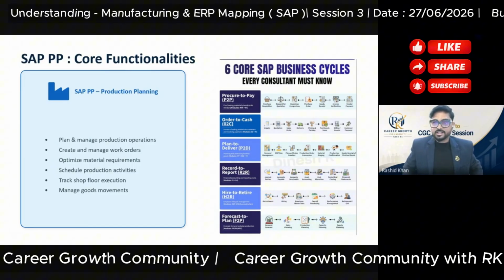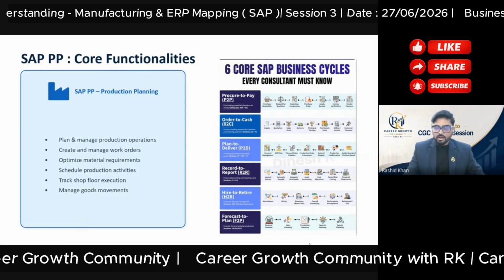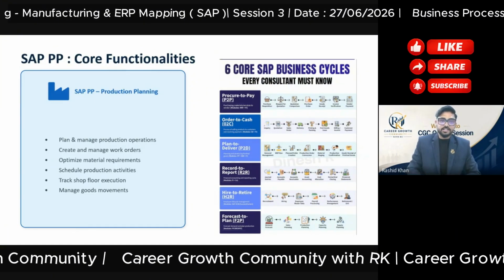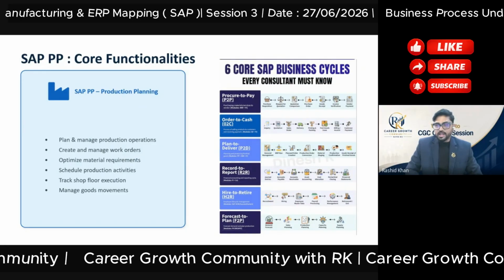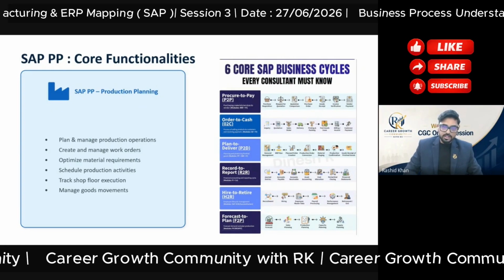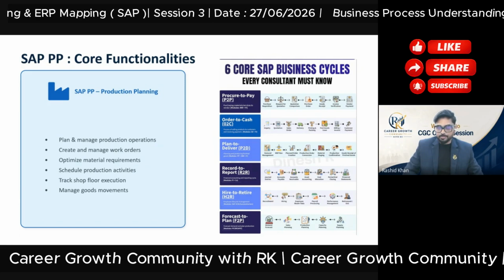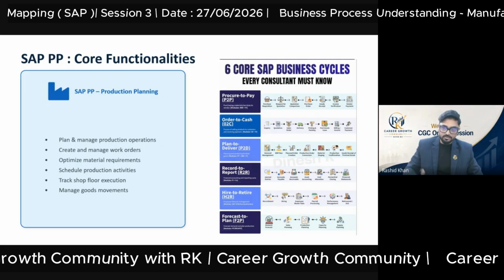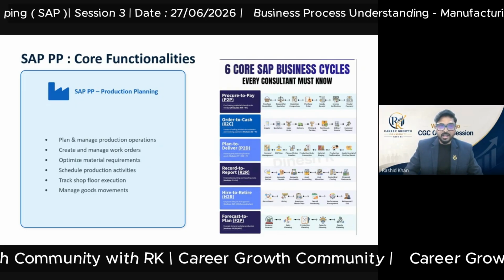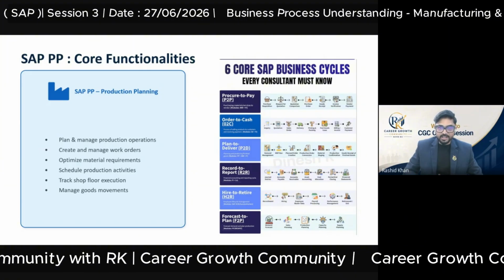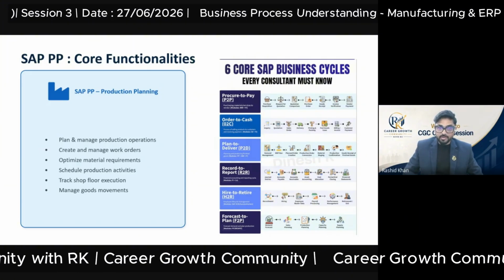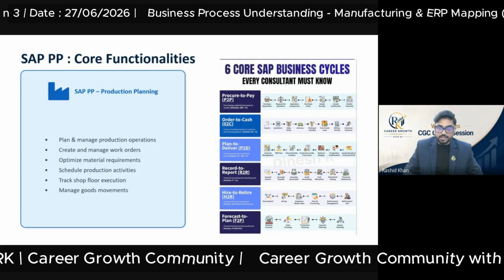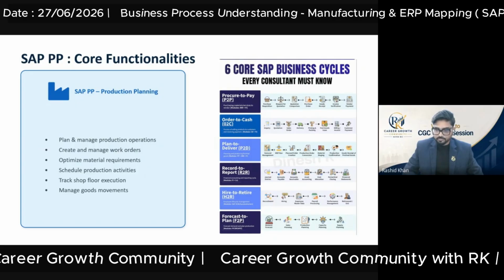So the next slide says SAP PP core functionality. What are the core functionalities in production planning? As explained by Mr. Haroon, we have many stages in production. First, we need to make a plan, then we need to do strategies and so on, right? So: plan and manage production operations, create and manage work orders, optimize material requirements, schedule production activities, track shop floor execution, and manage goods movement.